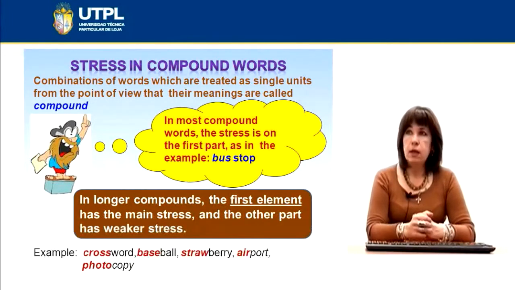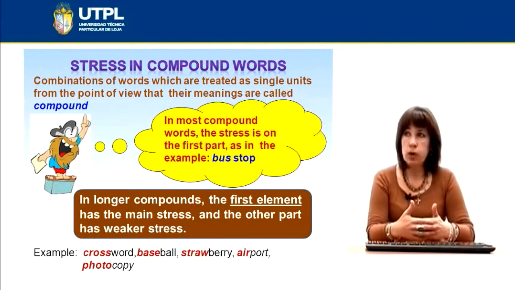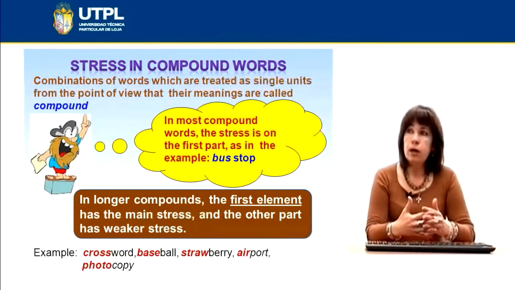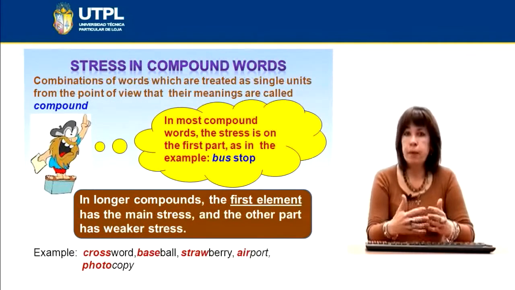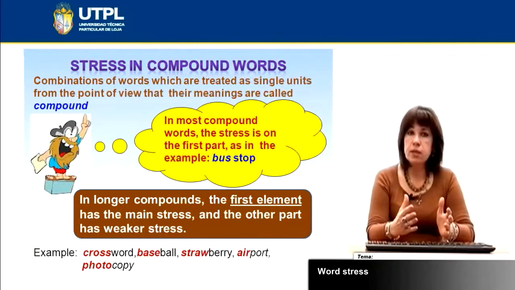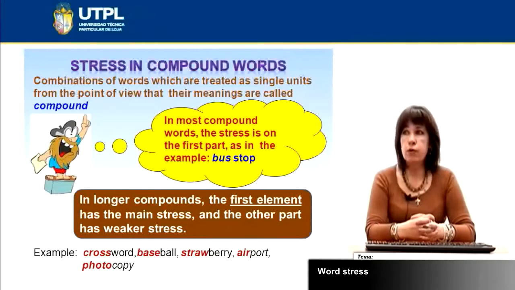Next, stress in compound words. You know that a compound word is a combination of two words that are treated as a single unit from the point of view of their meaning, like bus stop, can opener. So let us see how stress should be placed in these words. In most compound words, the stress is on the first part, like the example that you have, bus stop.